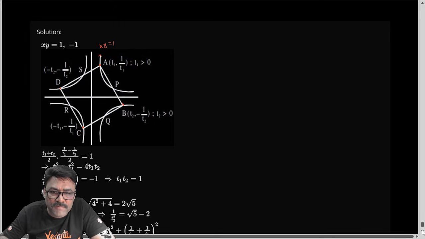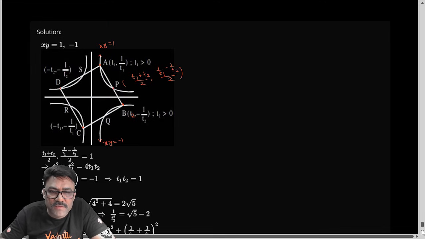Now this curve is xy is equal to minus 1. So let's say the other vertex of the square, B, has x coordinate, let's say, t2. If I take the x coordinate as t2 here, the y coordinate will be minus 1 by t2, and B is in the fourth quadrant, so t2 is also positive. So A is t1 comma 1 by t1, B is t2 comma minus 1 by t2. Now if I find the midpoint of this side AB, the midpoint will be t1 plus t2 by 2, and then 1 by t1 minus 1 by t2 by 2. This is the midpoint.